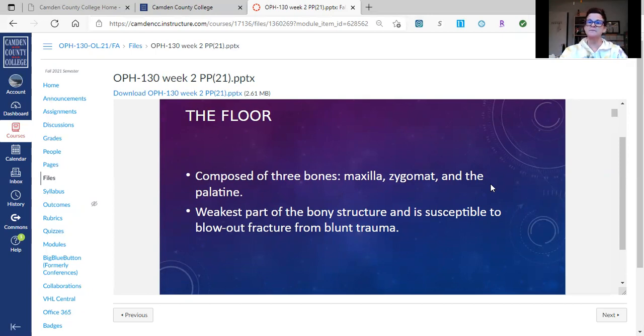So here's what happens. You have some blunt trauma, okay? Something hits you in the eye. Remember the first slide says the bony orbit has the globe.